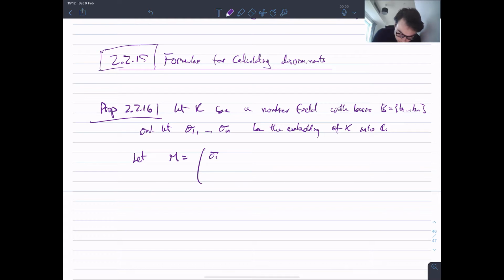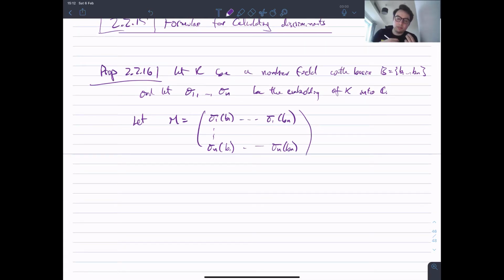So it's going to be sigma 1 of b1, here I have sigma 1 of bn, sigma n of b1, and then here I have sigma n of bn. So this is the matrix I get by applying my embeddings to my basis. Then what does the result say? Then the discriminant of this basis is the determinant of this matrix squared.